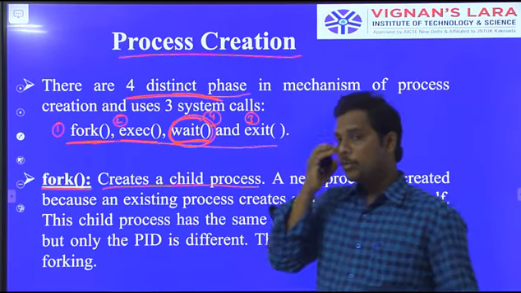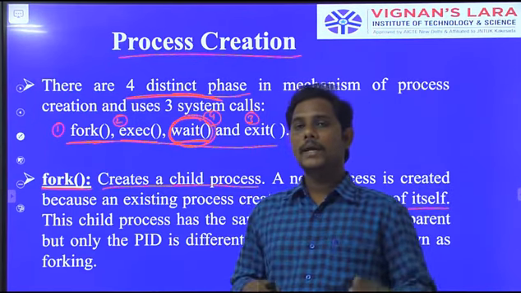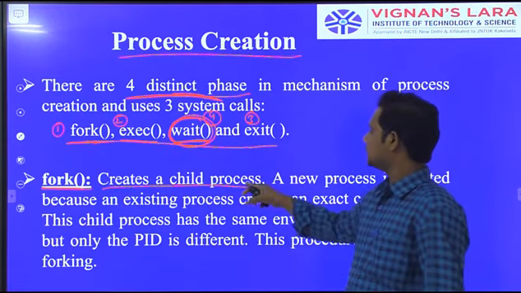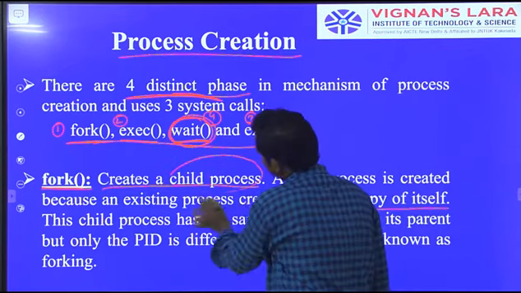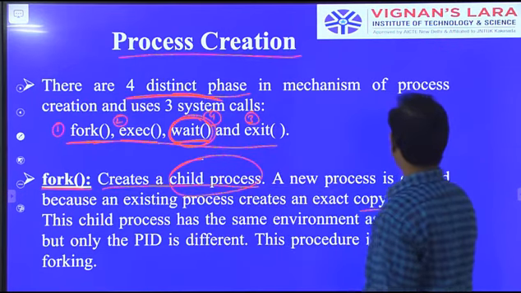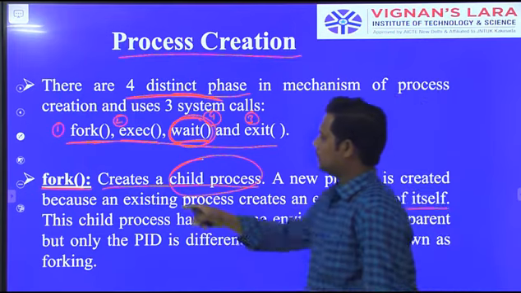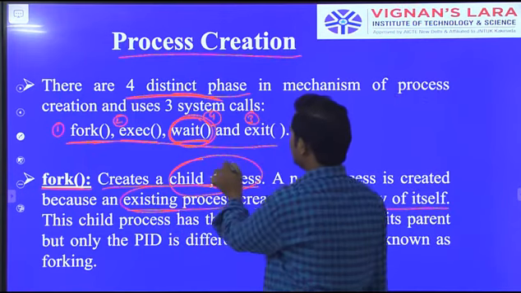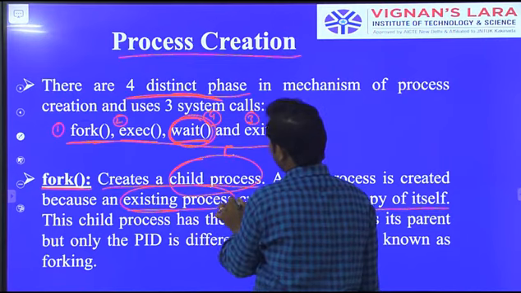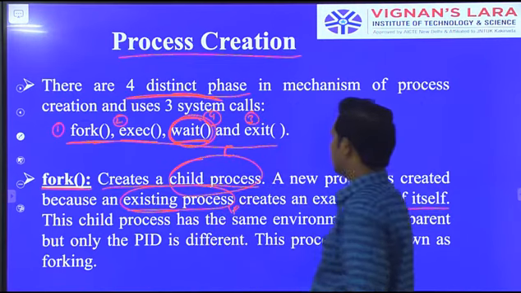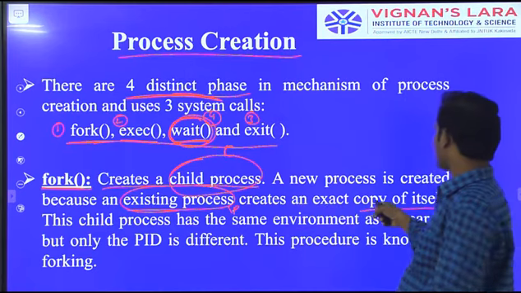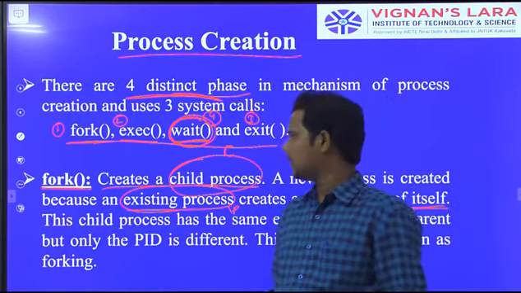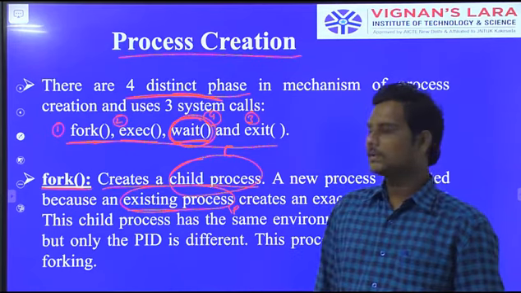The parent process is already there, so the parent properties come under the child. That's why it creates a child process. The new process is the child process. A new process is created because an existing process, that means the parent process, creates an exact copy of itself. That's why we use the fork system call.